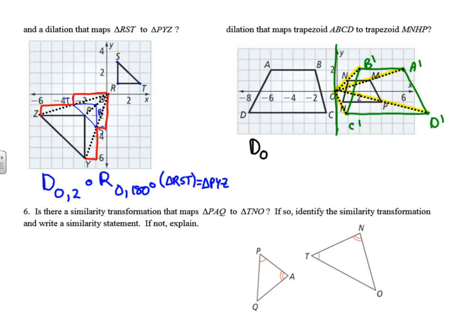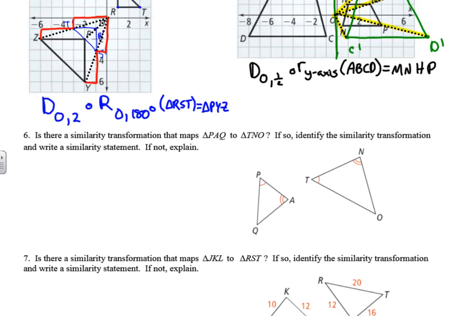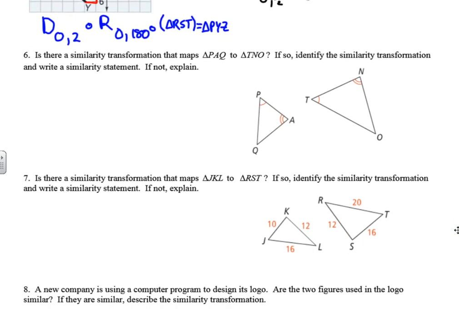So this is a dilation centered at the origin of 1/2 following a reflection in the y-axis. And what did that do? That took ABCD and mapped it onto MNHP. All right, so we're playing around with it. I guess the key with this dilation piece is you draw it out, and most often we're going to draw it out from the center of that place.